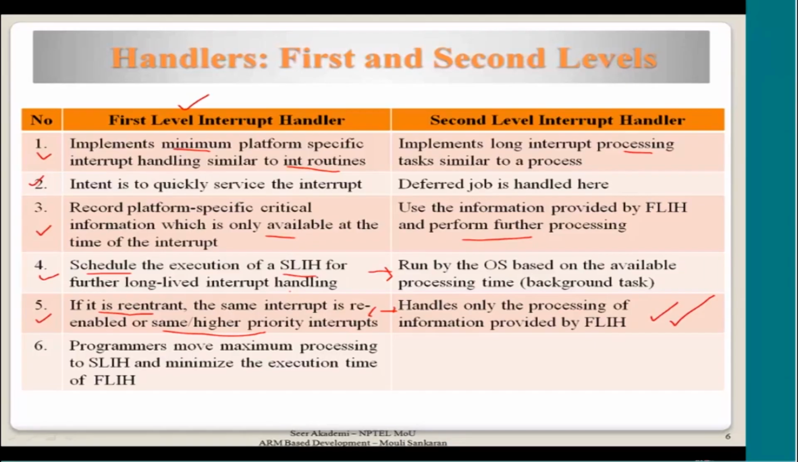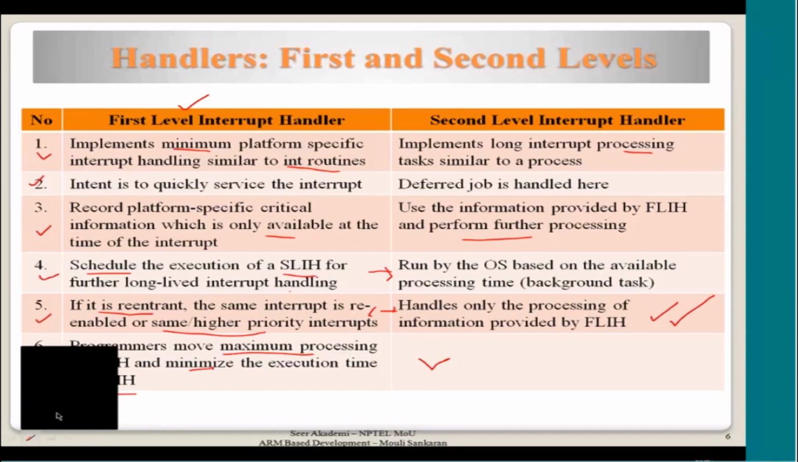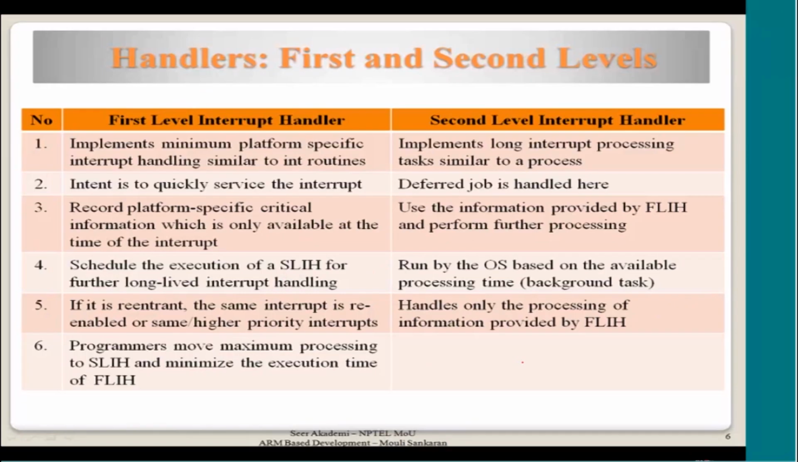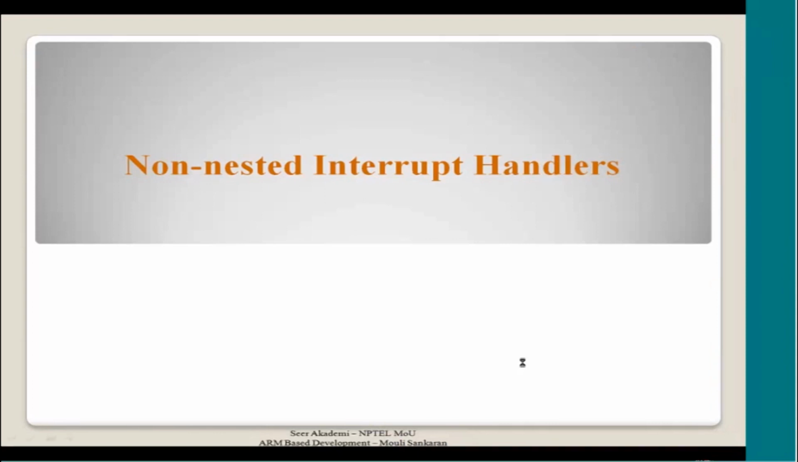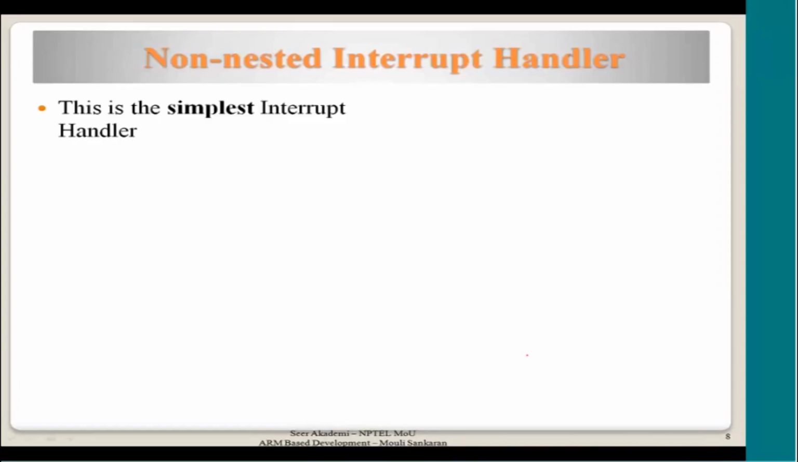I will explain you. So programmers move maximum processing to this level and minimize the execution time of the first level. That is the difference. I hope this is very clear to you from the example that I gave you, serial port interrupt. Very good. Now let us see what are the different kinds of handlers. First I am touching upon the non-nested interrupt handler. This is the simplest handler.